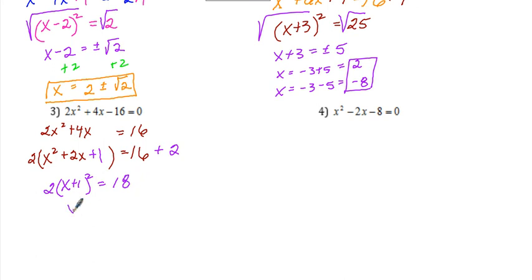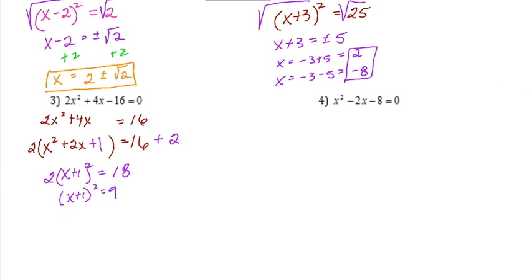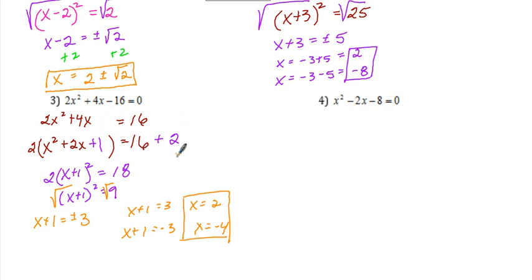Divide both sides by 2. And then take the square root of both sides. So x plus 1 equals the positive and negative 3. Or x plus 1 equals 3, and x plus 1 equals negative 3. X equals 2, x equals negative 4. Those are the two solutions to this original. And seeing this, we know we could have factored this. We could have factored this to x minus 2 and x plus 4.